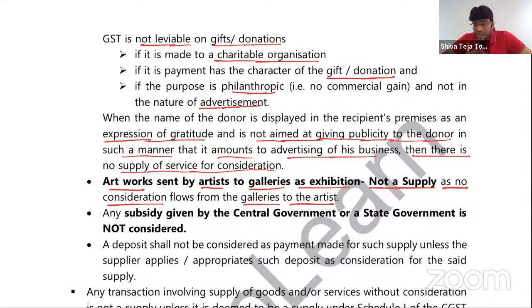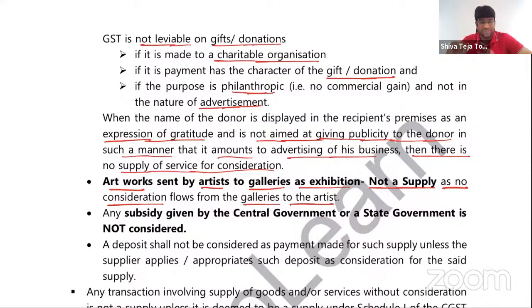So parents, brothers, sisters are covered only if they are dependent, wholly or mainly. But spouse and children are always covered in related persons. Parents, brothers, sisters are covered only if they are wholly or mainly dependent. I hope your question is answered.